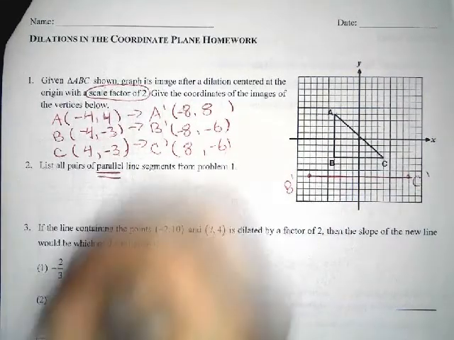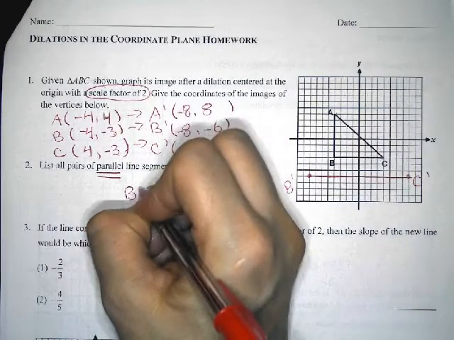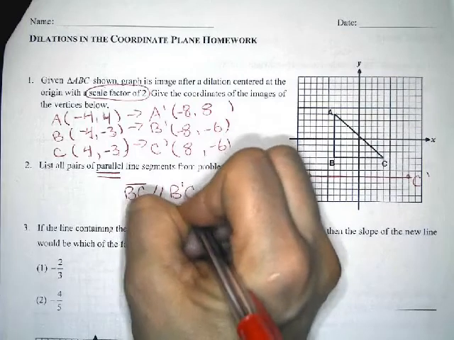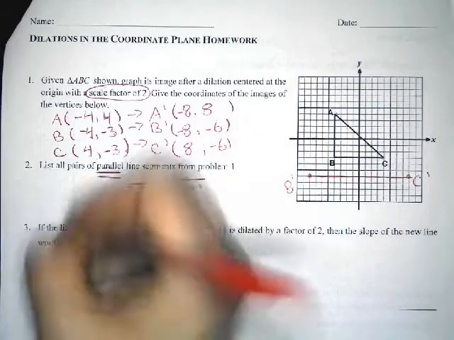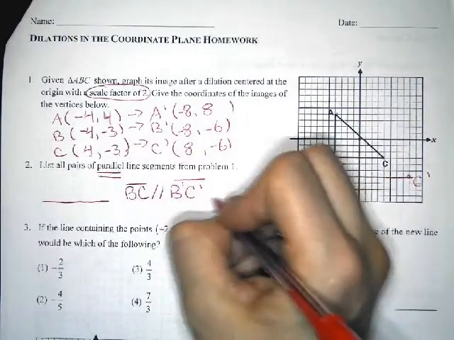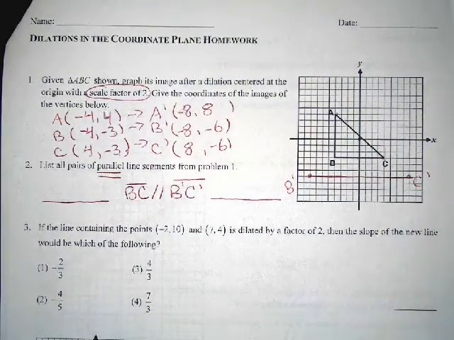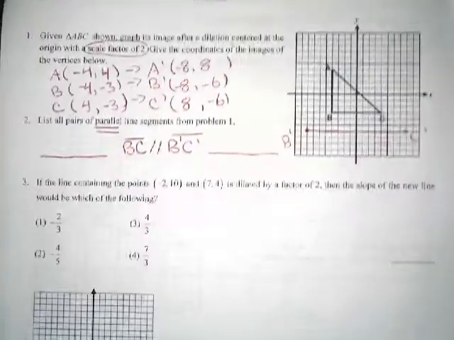So what we can see is that BC is going to be parallel to B prime C prime. It matches up. You should have 2 more segments to write that are going to be parallel. I'm going to leave that one as that. Now to move on to exercise number 2 or 3.